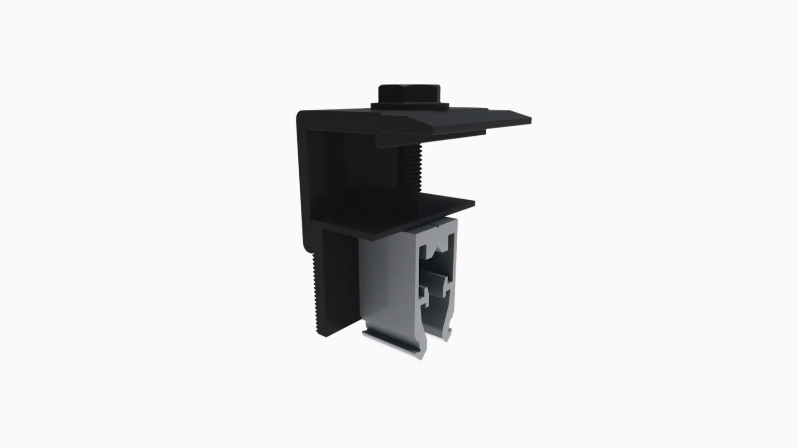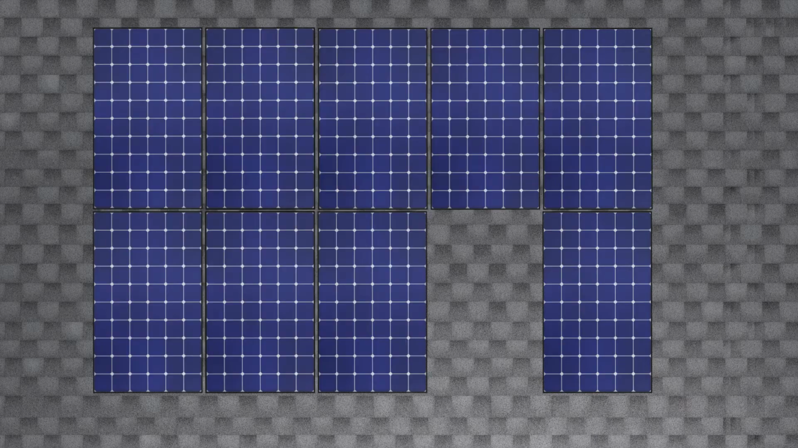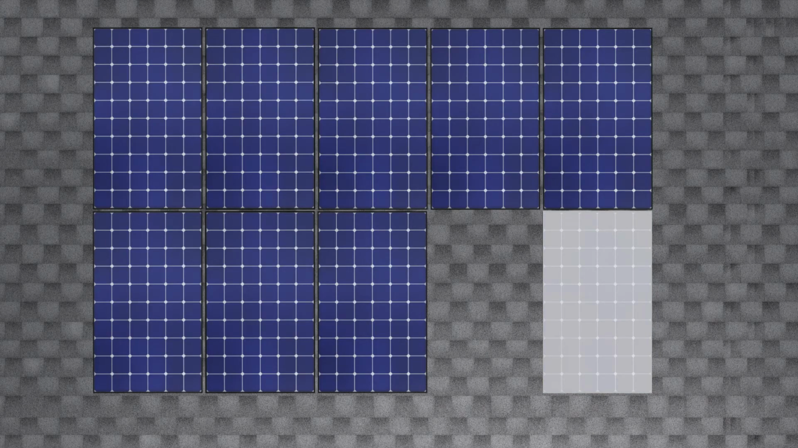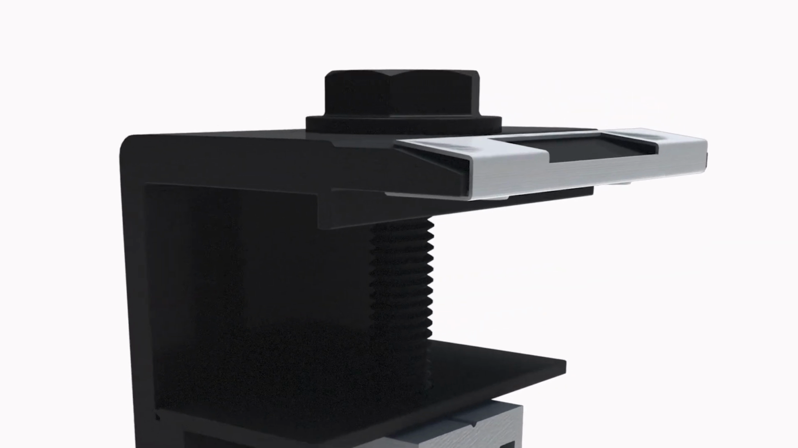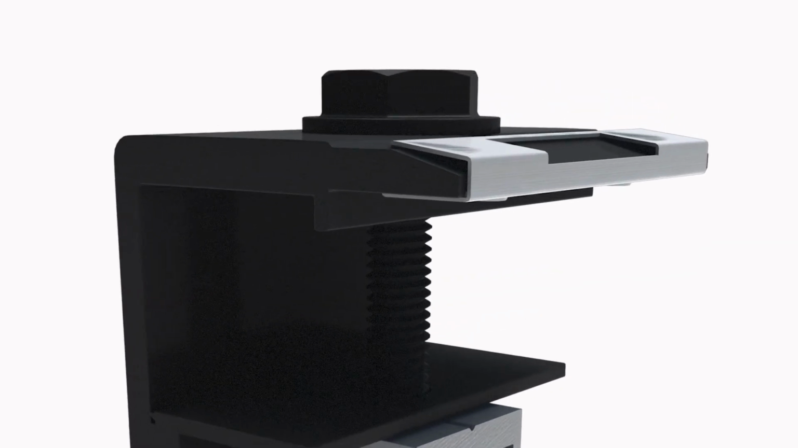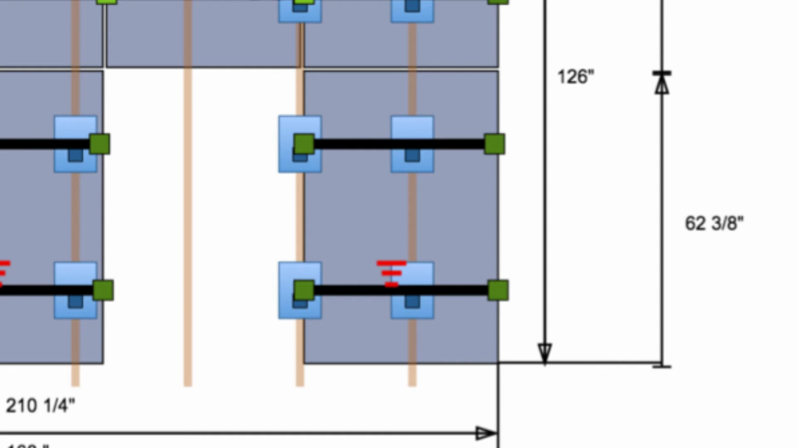The end clamps generally do not require a bonding plate unless the module is standalone or is not connected to any other module using mid clamps. In this case, an optional WEEB clip can be attached to the upper portion of the clamp. The WEEB clip simply slides on and clicks into place. In this situation, one end clamp per rail will need to be equipped with a WEEB clip. However, redundancy is permitted.